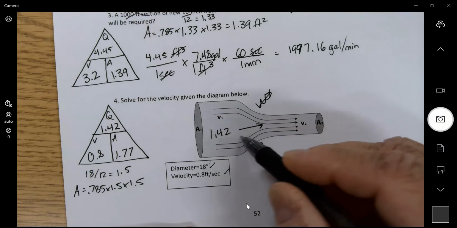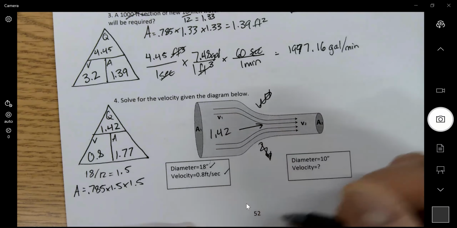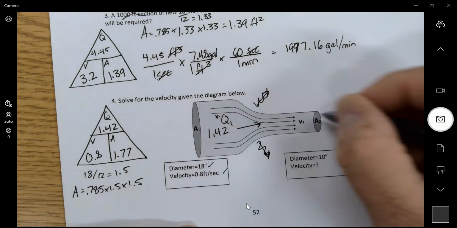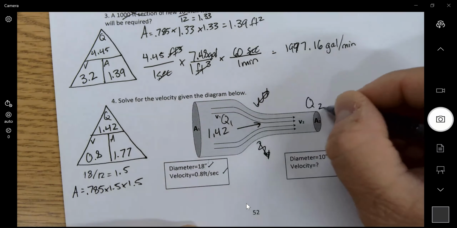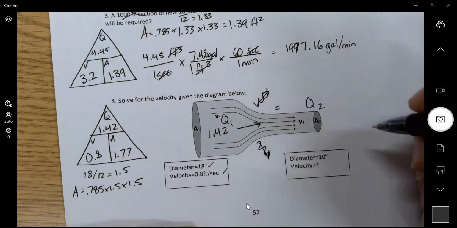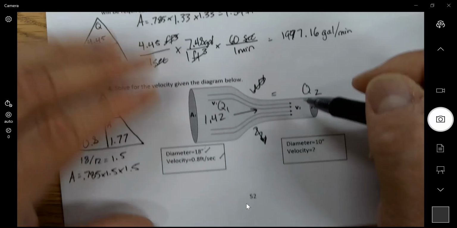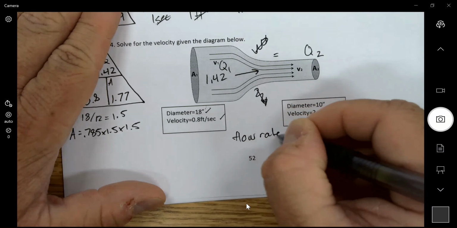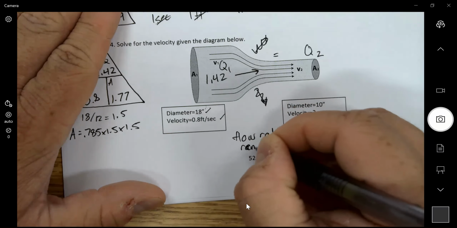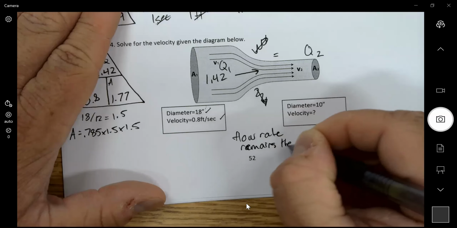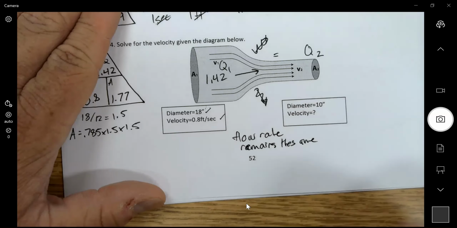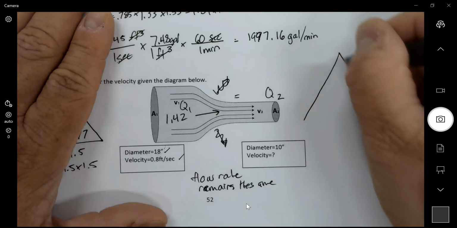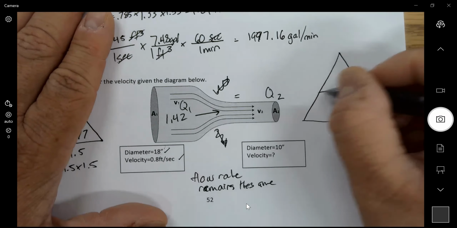So you can see that all the arrows converged here. That means that the flow rate here, Q1, is going to equal the flow rate over here, Q2. The flow rate stays the same, okay? So flow rate remains the same. It doesn't just disappear.